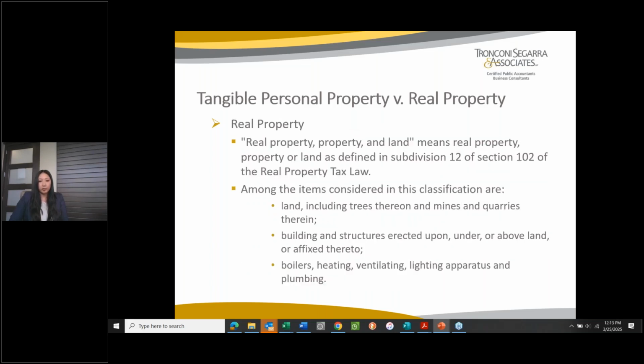Okay, so real property. Real property includes land, buildings, structures, and then building systems. So a building system would be like the HVAC system or the plumbing that runs through the building or underground, and then the electrical system, for example. Items that are affixed to the real property that become part of the real property are also included in the definition of real property.